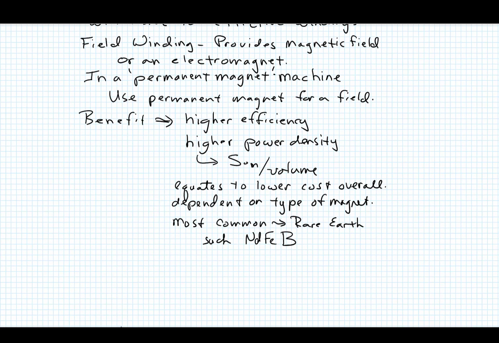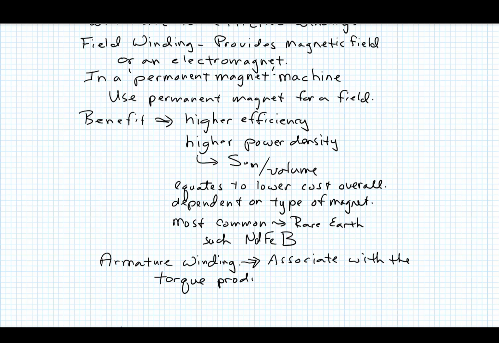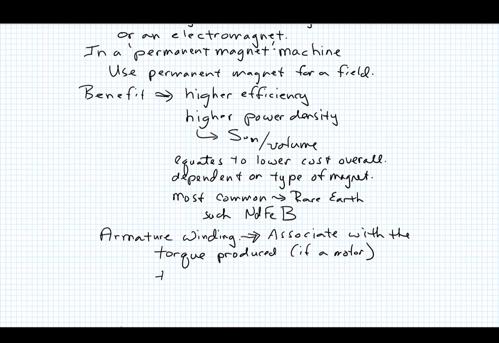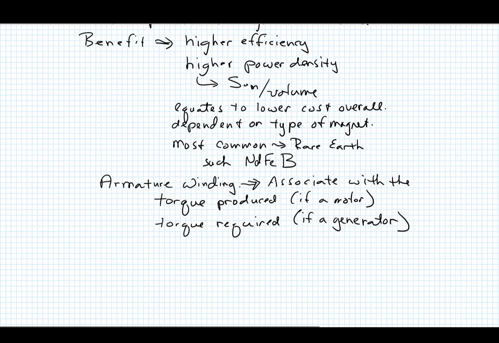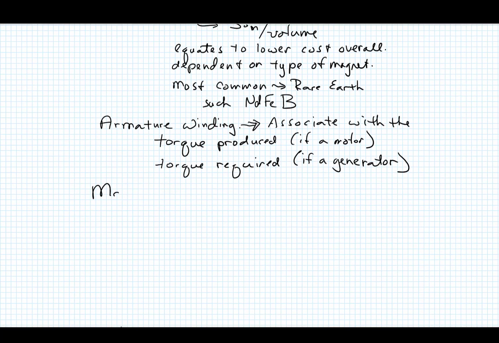So the second type of winding, or effective winding, in most of these machines that we're going to talk about, is called an armature winding. And really, the armature winding is associated with the torque that is produced if it's a motor, or the torque required to achieve a certain power level if it is a generator. Now let me just define what I mean by machine. I got a little bit ahead of myself on this. A machine means a motor or a generator. So it's a general term for that.